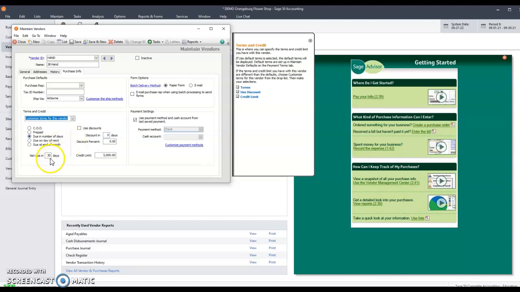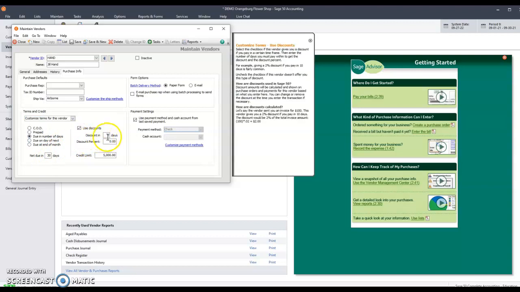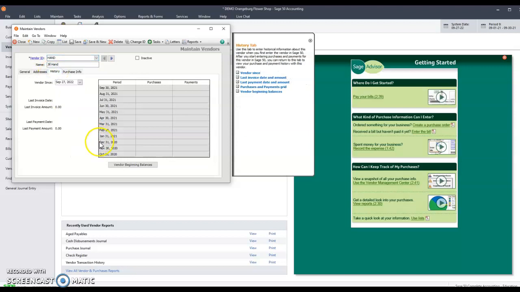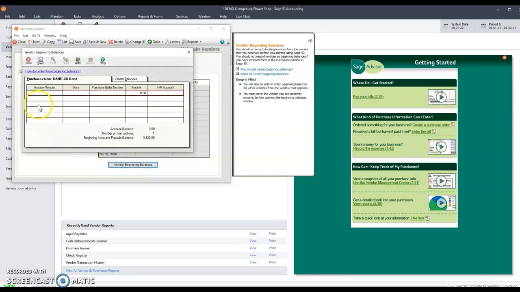Okay, it still is due in 30 days, but I'm going to click on use discounts. The discount is in 10 days, and the discount percentage is 2.0. Okay. And so there we go there. And we can say save. Okay, and then we can go into history and vendor beginning balance.